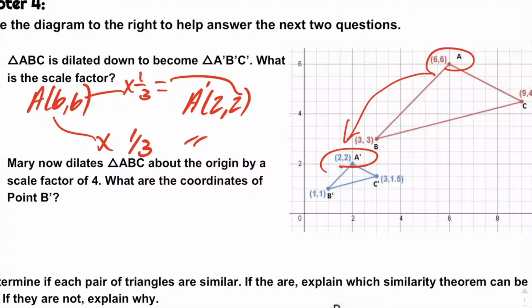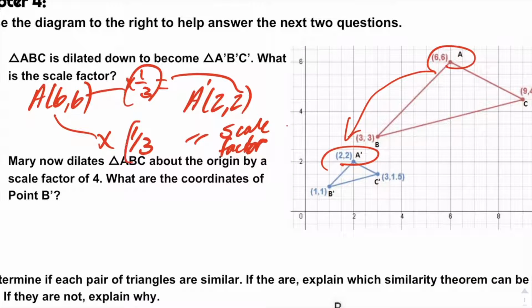Okay? And that's all you do. You basically just compare the points. So the scale factor is 1/3, because this number and this number are the same. 1/3. Okay?